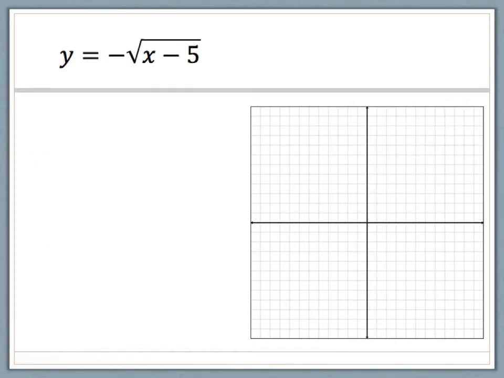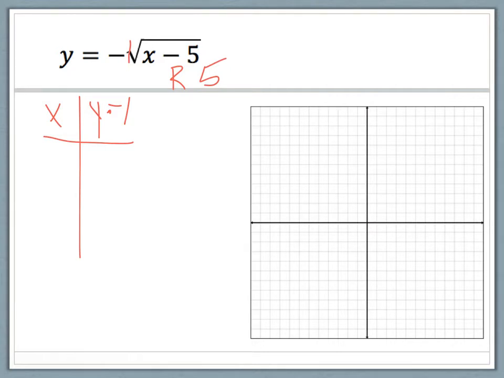Now let's do this next one. If I notice I have a negative out front, that right away should tell me that I'm going to flip this graph, or reflect this graph. Remember, technically there's a -1 out there. So when I make my table, I'm going to multiply my y's by -1. I also see that there's a -5. That tells me that we're going to go to the right 5. Since it's inside of the radical, it's left to right shifting.